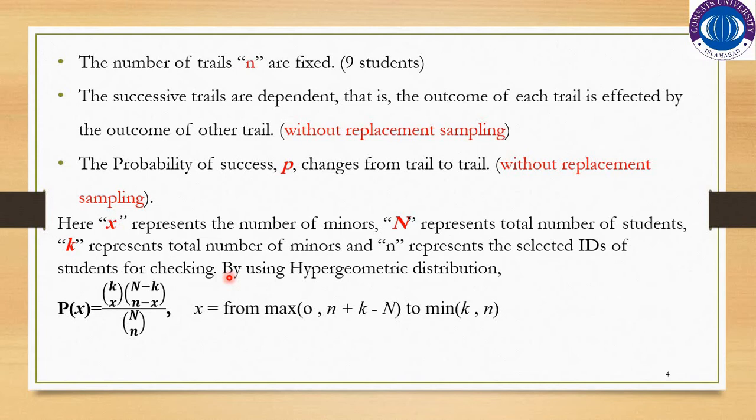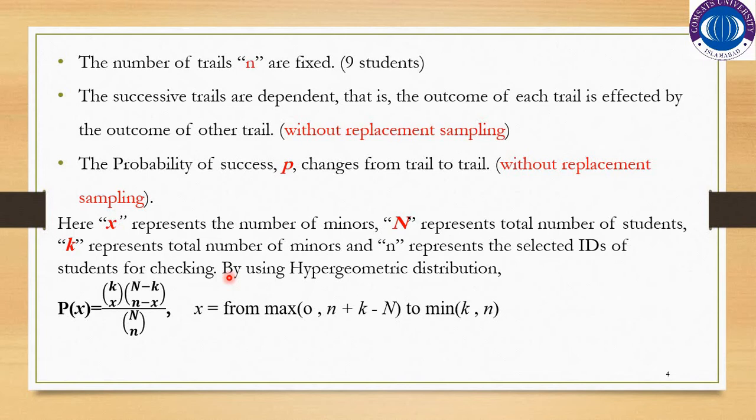The last property is that the probability of success changes from trial to trial. As it is the without replacement case, we already know that in the case of without replacement, the probability of success will surely change. It will not remain constant.